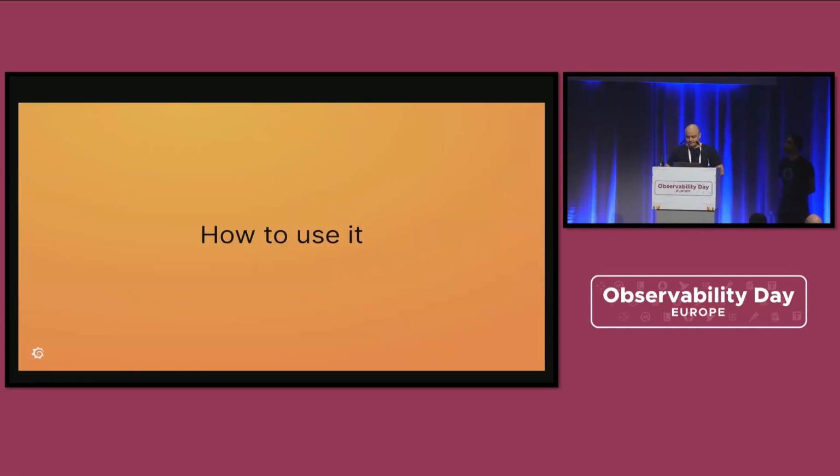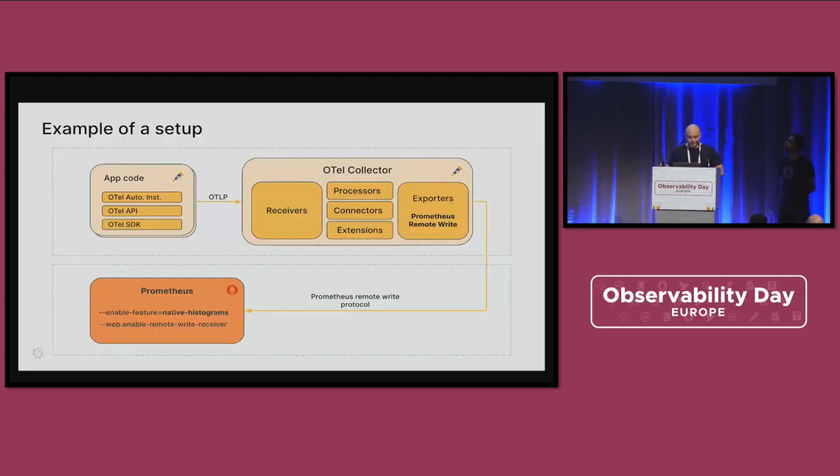So we are done with the theoretical part of the talk. Now let's take a look at a hypothetical system setup that uses exponential histograms. In this setup, we have an OTel instrumented application logic that produces exponential histograms, and the OTel collector receives this OTLP payload that has exponential histograms. Currently, the translation from exponential to native histograms is implemented only in the OTel collector Prometheus remote write exporter.